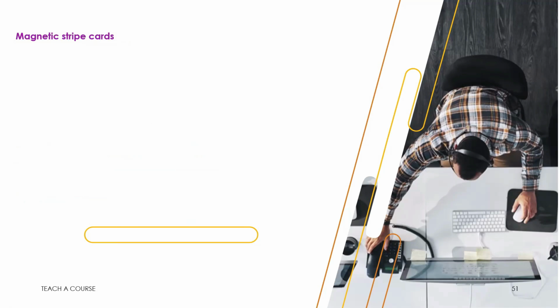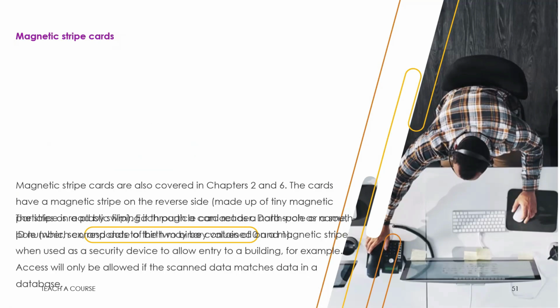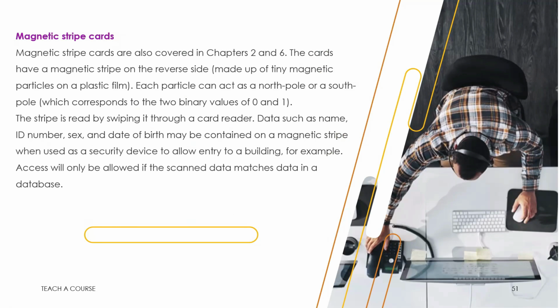Then let's look at magnetic stripe cards, or magnetic strip cards. Okay, magnetic strip cards are also covered in chapter 2 and 6. The cards have a magnetic strip on the reverse side. Basically, they've got a magnetic strip which has got some particles. Now, these particles can be North Pole or South Pole. So these particles represent the binary values of 0 or 1. As we know, computers use or understand binary values, which is on or off, 0 or 1.